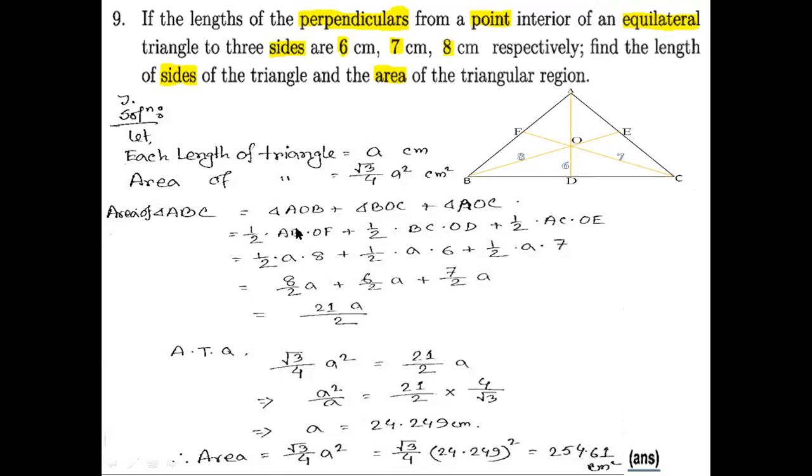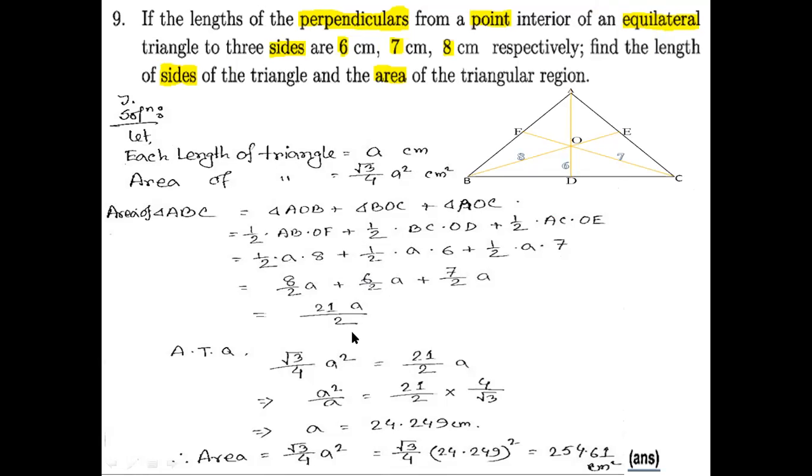Here, half into the length of AB, which is a, and OF equals 8, because the perpendicular line was 8. Here the perpendicular line is 6, here the perpendicular line is 7. So just putting in these values. Again for BOC, we know the area of a triangle is half into base into height. Suppose BOC is our triangle, so half into base into height. Then suppose AOC is our triangle, so half into base into height. Clear? Okay.